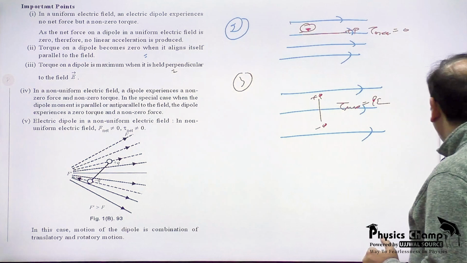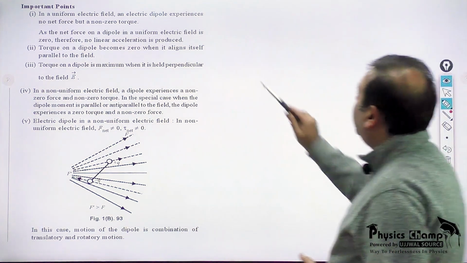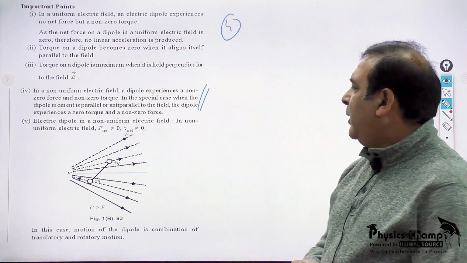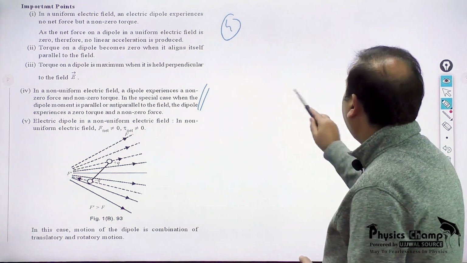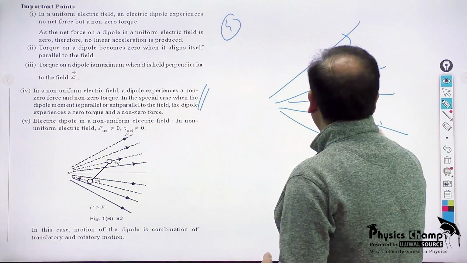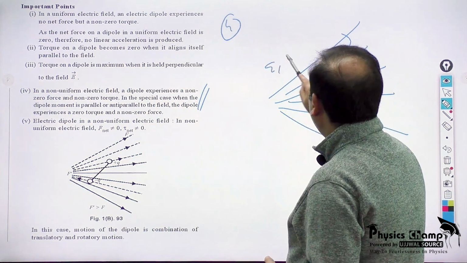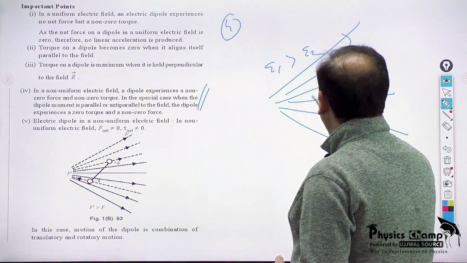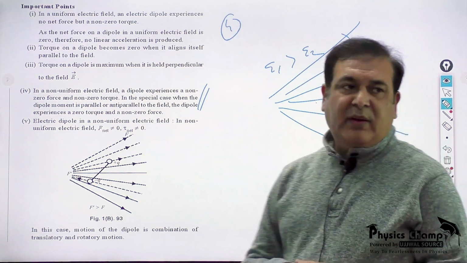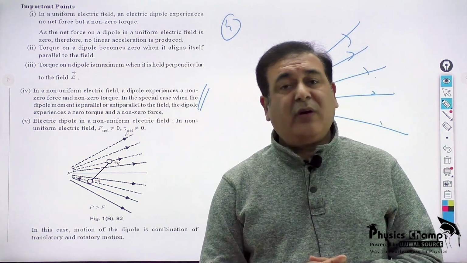But what will happen in case of a non-uniform electric field? Point number 4. In case of a non-uniform electric field, for example, I am showing electric field like this. It means where the electric field is stronger, E1 is stronger than E2. E1 is maybe the electric field in this portion and E2 is the electric field in this portion. Where the lines of force are closer, it is a stronger electric field.